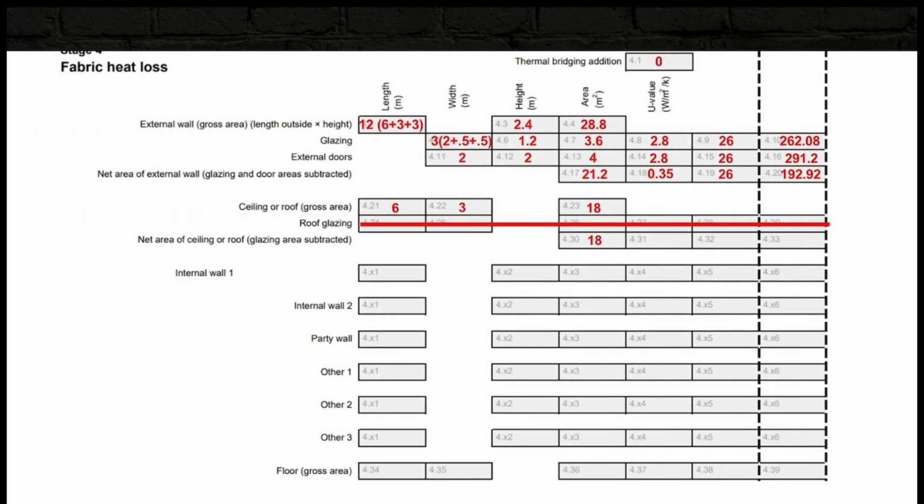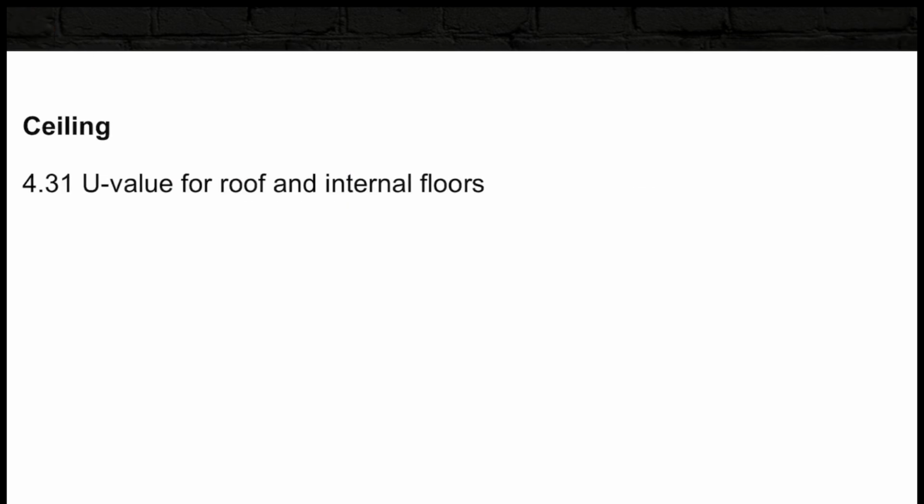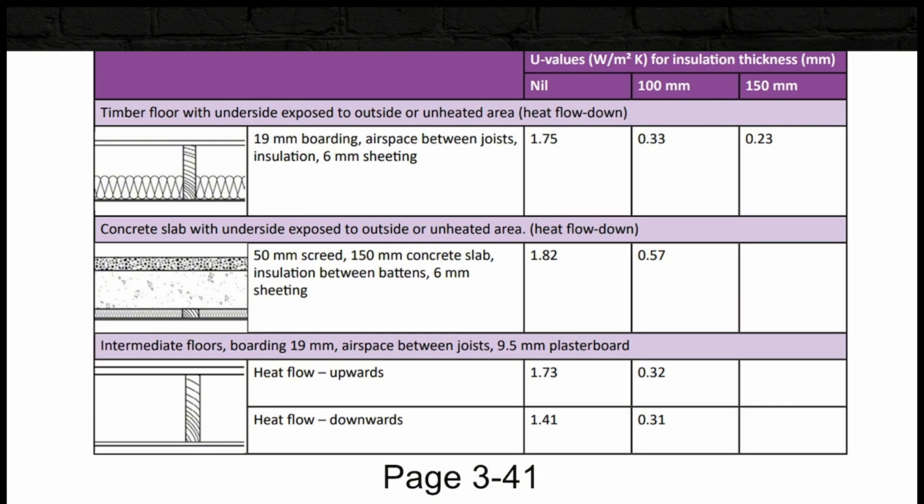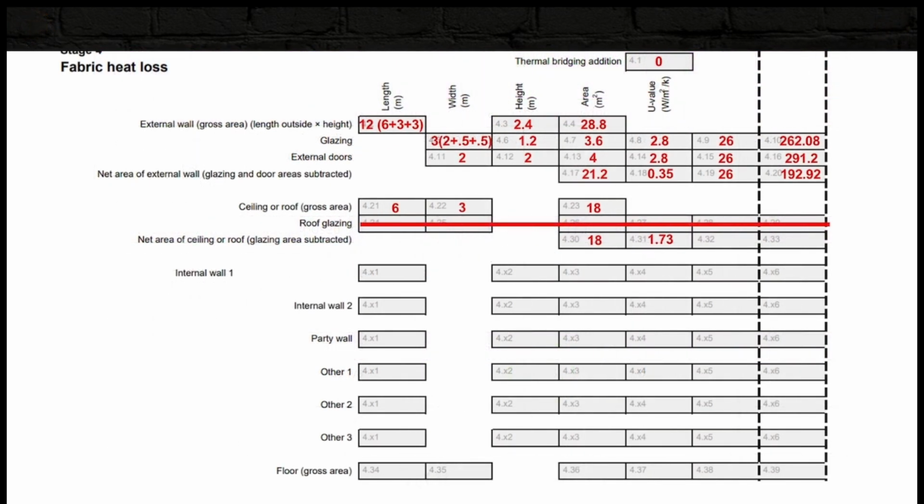Box 4.3 is the net area minus any area for roof glazing, which would be non-applicable, so we're still the full 18 metres squared. The U value, remember we've got 19mm sheet boarding on the upper level, then airspace between the joists, 9.5mm plasterboard with heat flow being upward. So to get the U value, we go to page 41 of the Domestic Heating Design Guide, and our U value is 1.73 because there is no insulation between the joists, between the upper and lower floor. So 1.73 in box 4.31.